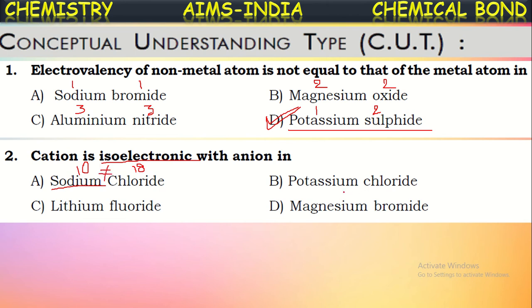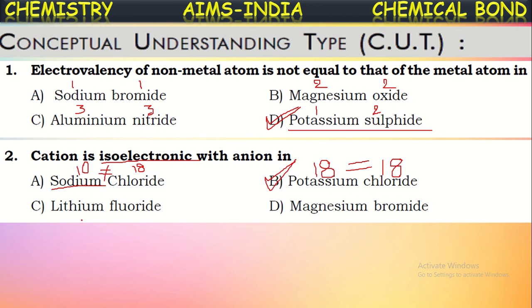If we see in case of potassium chloride, we know potassium atomic number is 19. In the formation of potassium chloride, potassium loses 1 electron, and hence the number of electrons becomes 18 here. And just now we have seen chloride ion will be having 18 electrons. So cation and anion both are having the same number of electrons in potassium chloride. So cation and anion are isoelectronic in this case. Okay, this is the correct answer.